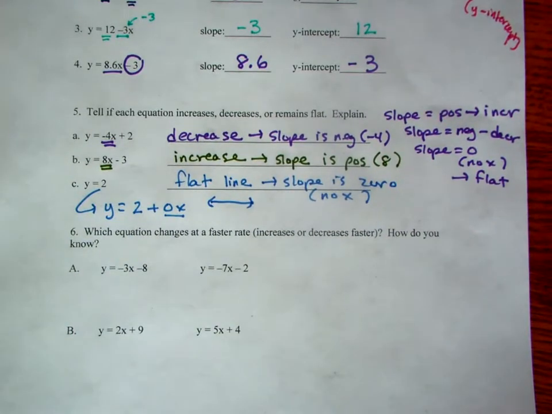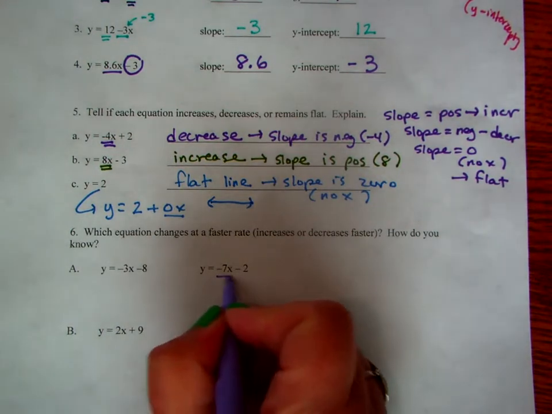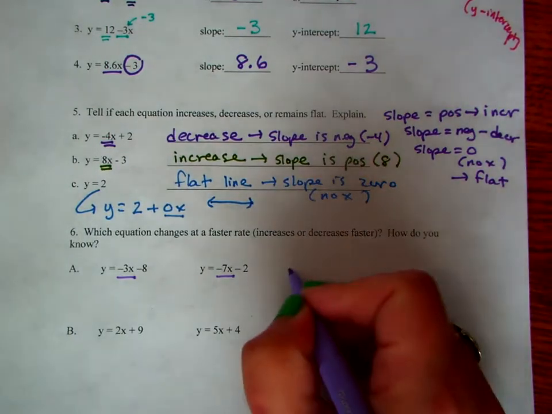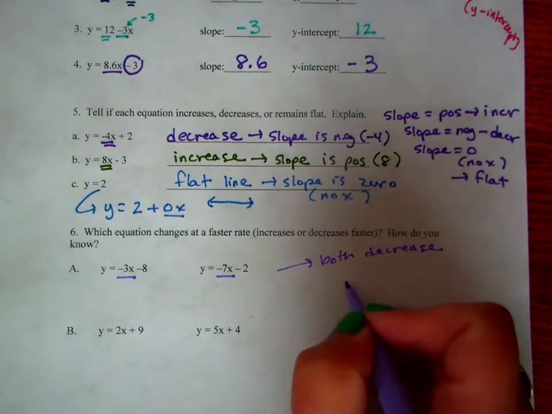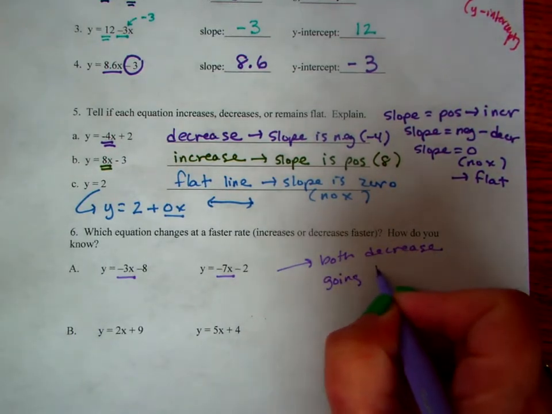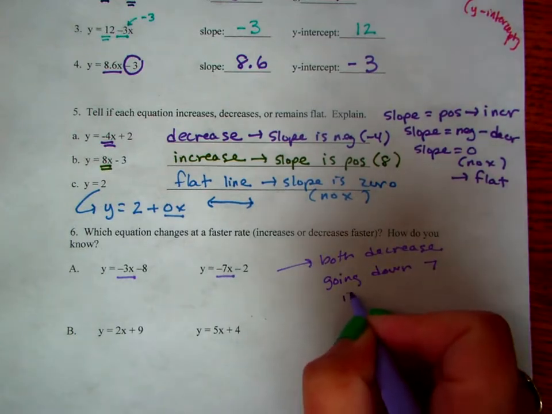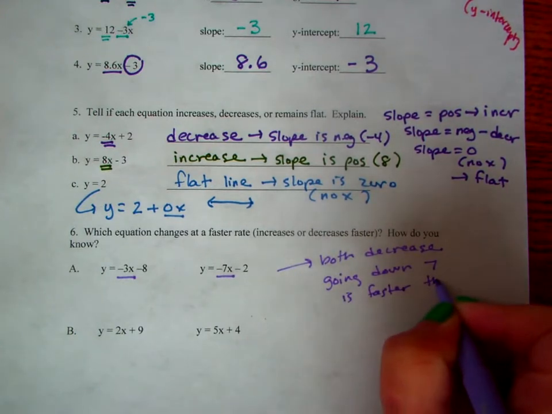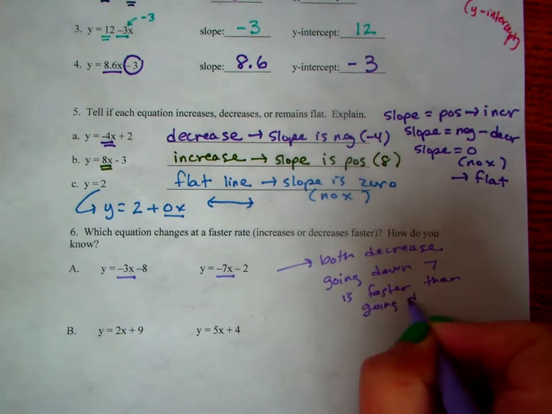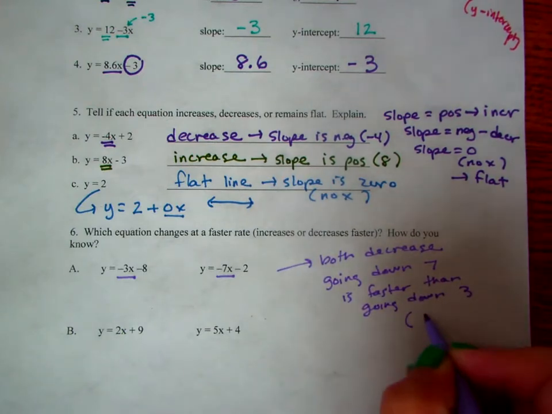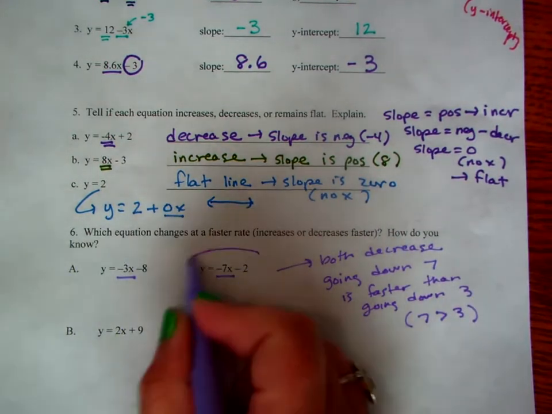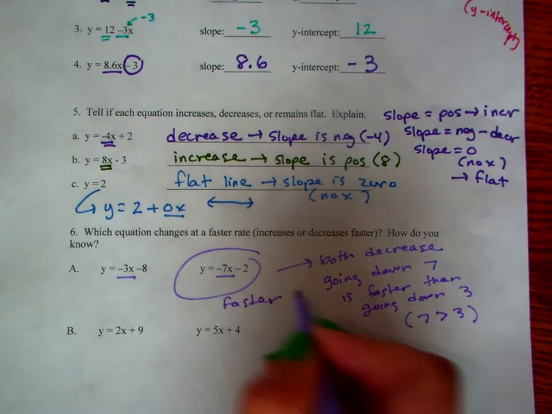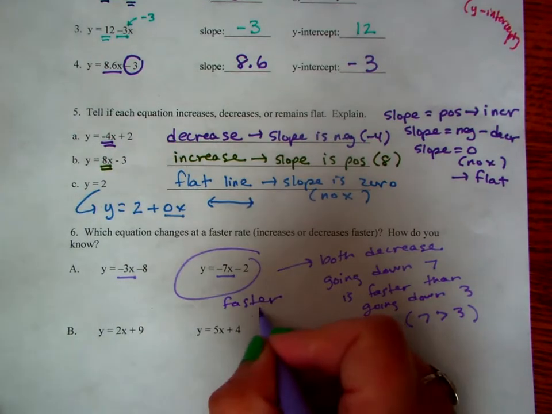Okay, now determining if something increases or decreases faster, you're going to again look at the slope. So in this case, I'm going to look at that -7 and compare that to the -3. Now these are both decreasing, but something like going down 7 is faster than going down 3. Okay, in other words, 7 is bigger than 3. Or you could say -7 is less than -3, so this one will go faster. A faster decrease.